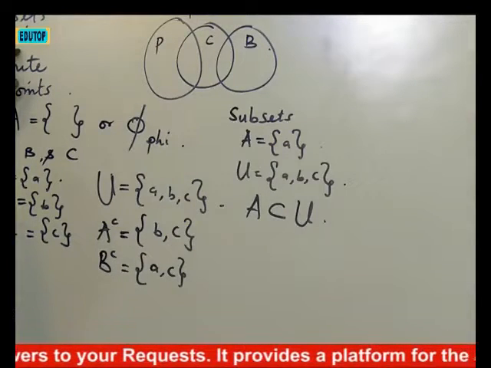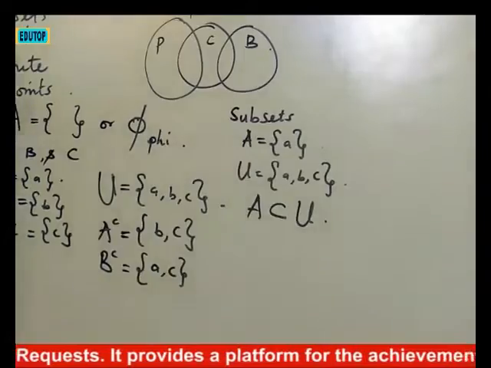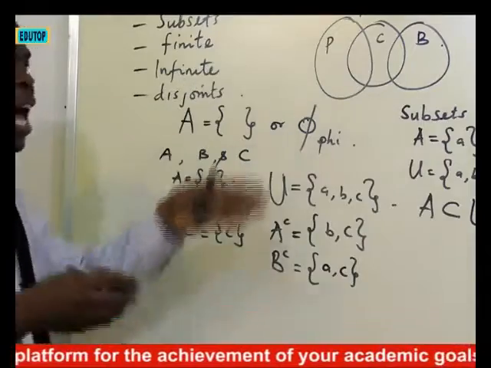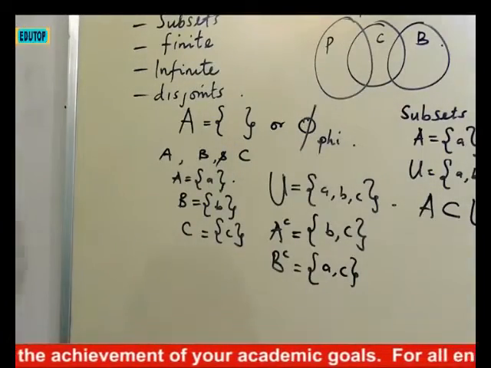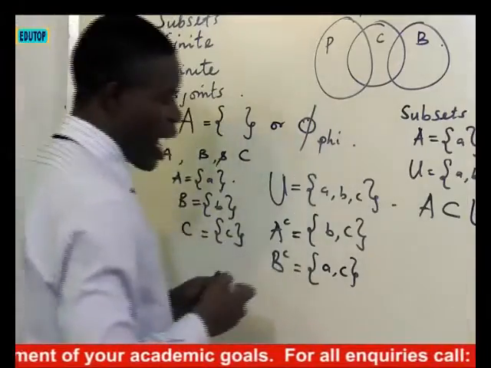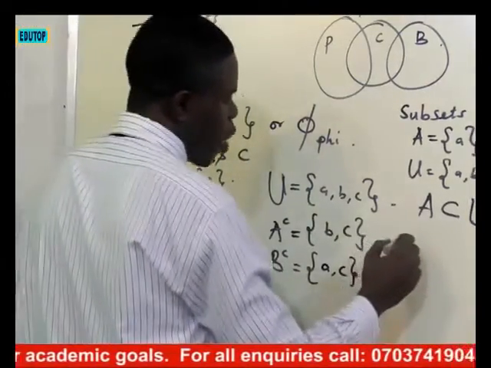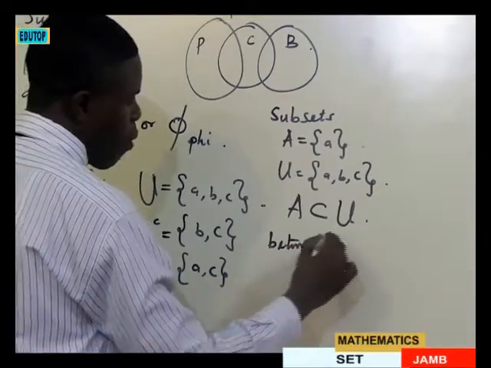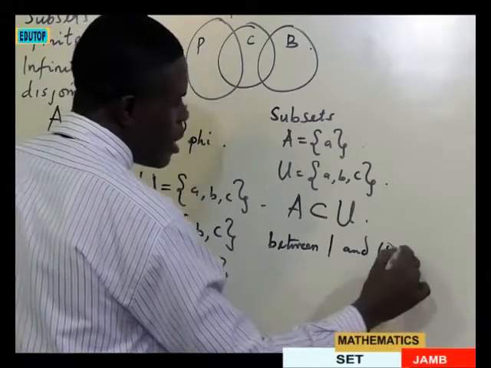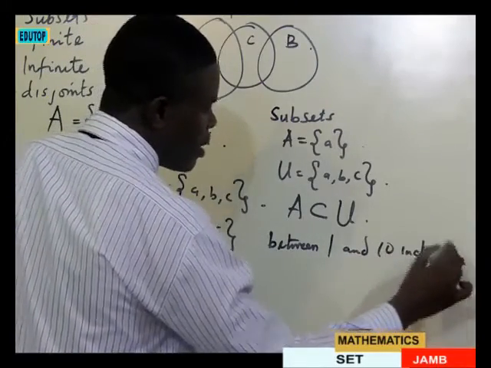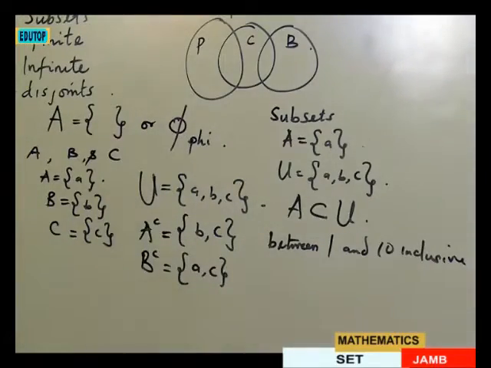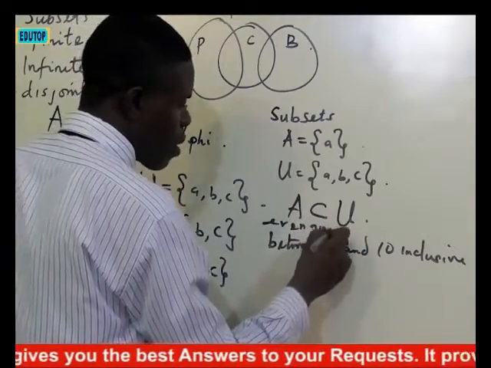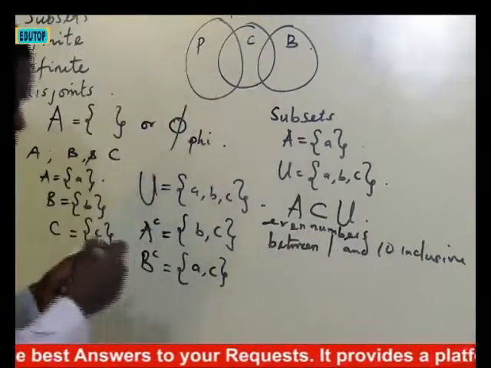Then let's talk about finite sets. A finite set is a set that has a beginning and an ending. That means it terminates. A finite set can also be the set of even numbers between 1 and 10 inclusive. So this one is definitely going to be a finite set because it is the set of even numbers between 1 and 10 inclusive.